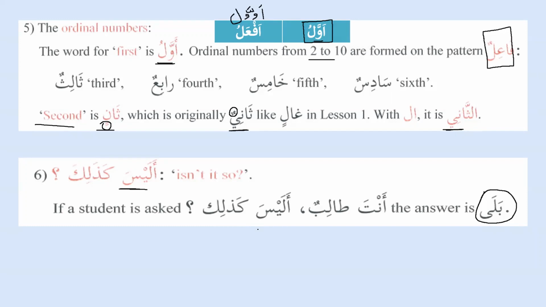Alastu bi rabbikum bala, right? We have this in the Quran. So we can see over here, anta talibun alaysa kadhalik, so the answer should be bala. If I say anta talibun and I stop over here, then what will be the answer? You will say, na'am, ana talibun. Or you will say, la, ana laysa bi talibin, if the answer is no. But if you are saying alaysa kadhalik, then the answer has to be bala.